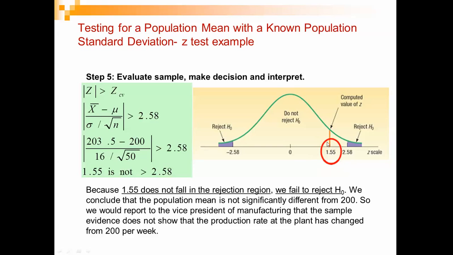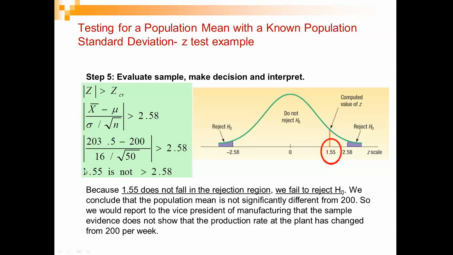So here's where 1.55 is in our distribution. That's our computed value of z. And because 1.55 does not fall in the rejection region, we fail to reject the null hypothesis. We conclude that the population mean is not significantly different from 200. So we would report to the Vice President of Manufacturing that the sample evidence does not show that the production rate at the plant has changed from 200 per week.